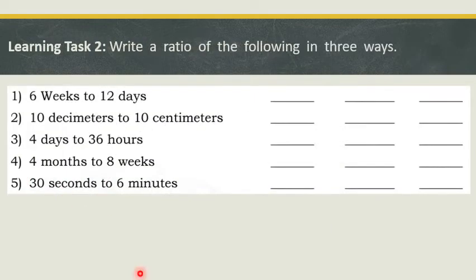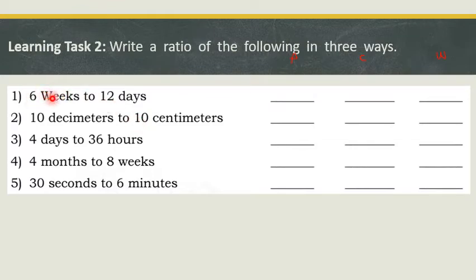Then we have learning task 2. Write a ratio of the following in 3 ways. So, gagawin natin siya in fraction form, in colon form, and in word form. So, ito ay fraction, ito ay colon form, and ito ay word form. So, pwede naman magkakabaliktad. Depende sa inyo kung anong gusto nyo unahin. Mas madali kasi pag fraction kasi maglo-lowest term muna kayo.